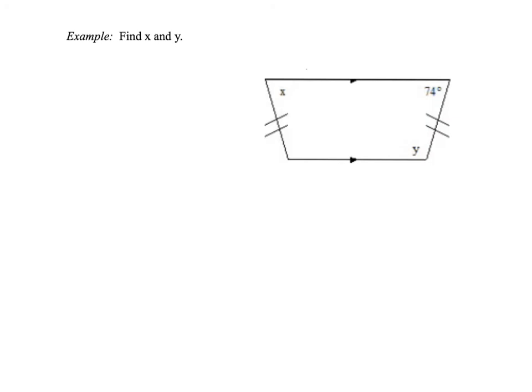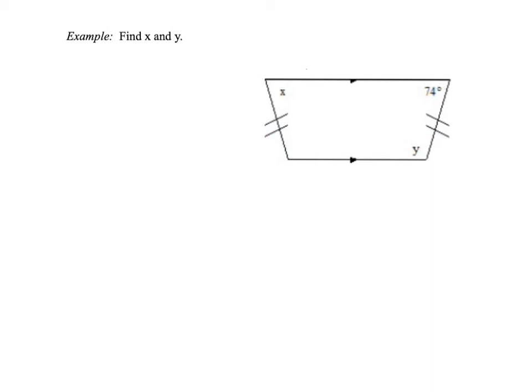Alright, so take a look at this example. I notice that I am dealing with a trapezoid, and more specifically an isosceles trapezoid. It's a trapezoid because I've got these two marked as parallel, so I've got one pair of opposite sides that are parallel, and then my legs are congruent, so we have an isosceles trapezoid here.